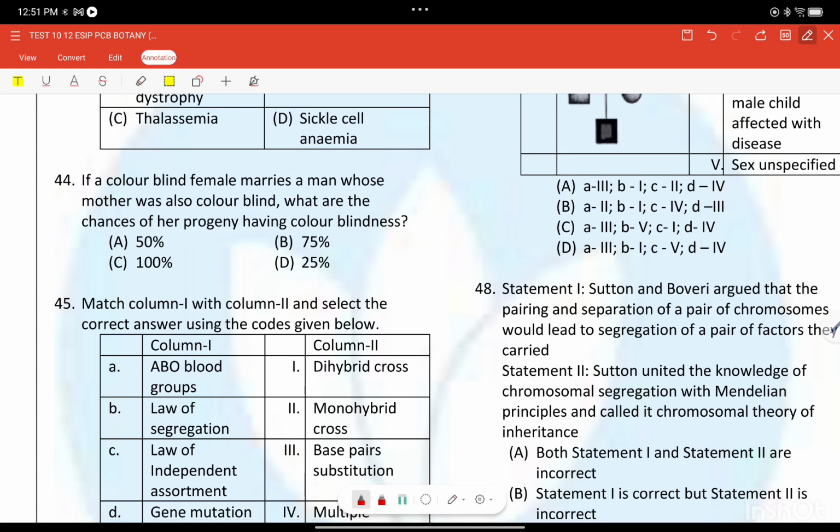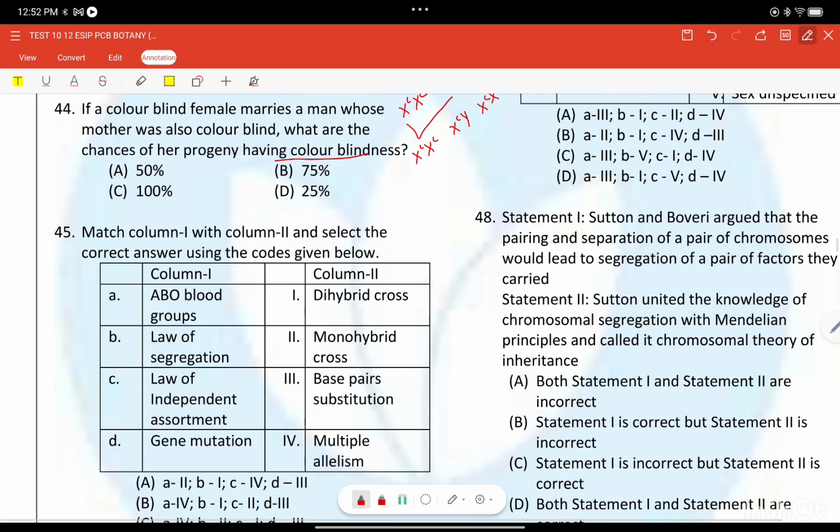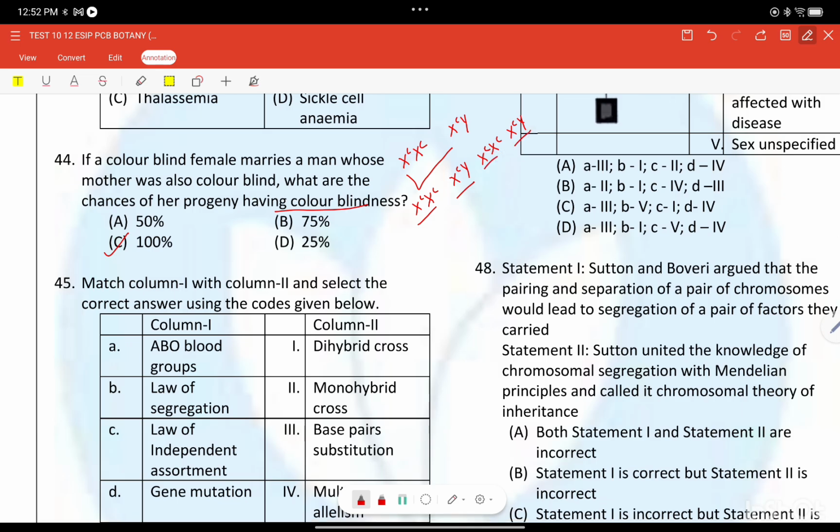If a colorblind female, X^cX^c, marries a man whose mother was also colorblind. If mother was colorblind, then this male is also colorblind. So the progeny will be X^cX^c, X^cY. Correct? What are the chances of her progeny having color blindness? So 100% of the progeny will be colorblind. Colorblind female, colorblind male, colorblind female and colorblind male.